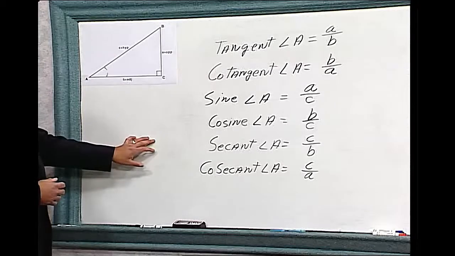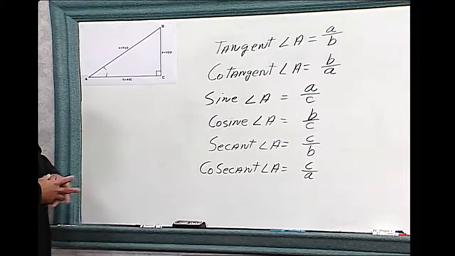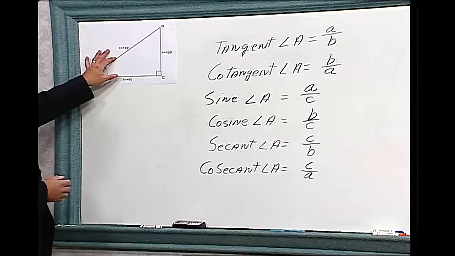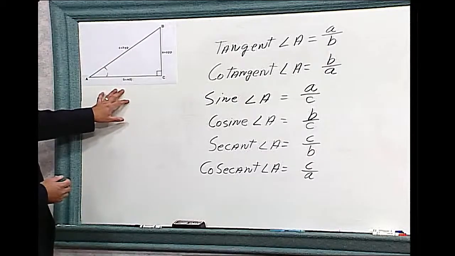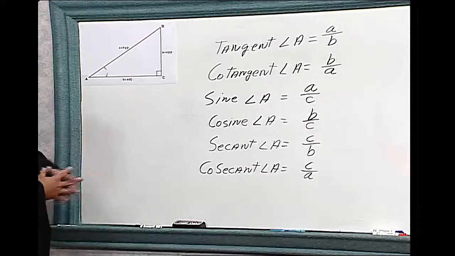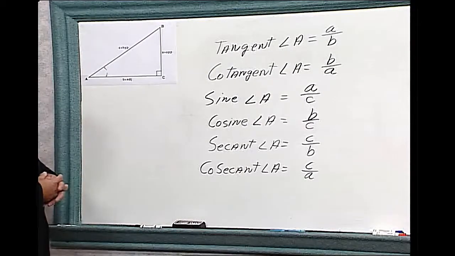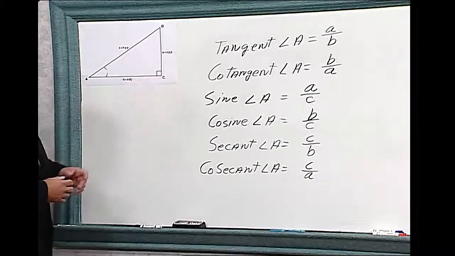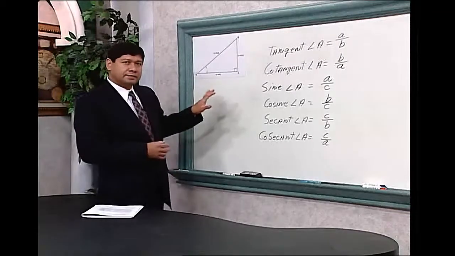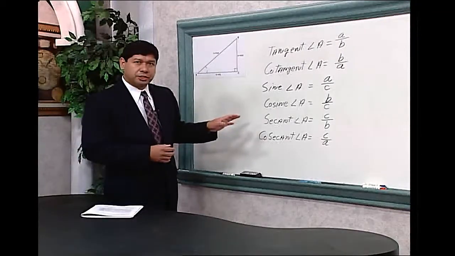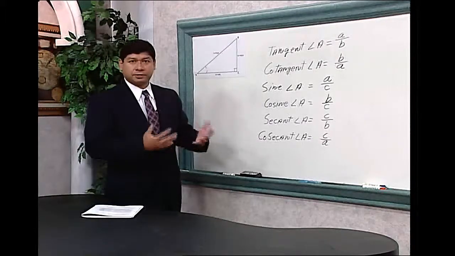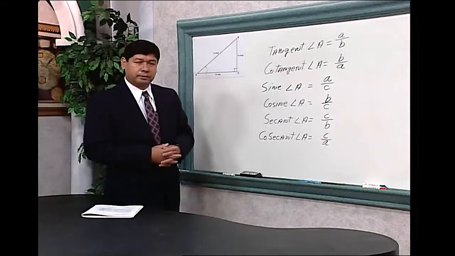The secant of angle A is equal to C over B, or our C side, our hypotenuse, over B, our adjacent. Our cosecant of angle A is equal to C over A, C, again our hypotenuse, over A, our opposite side. Again, these 6 functions or ratios form the basis for the trigonometric functions that we're going to study and apply later on through this book.